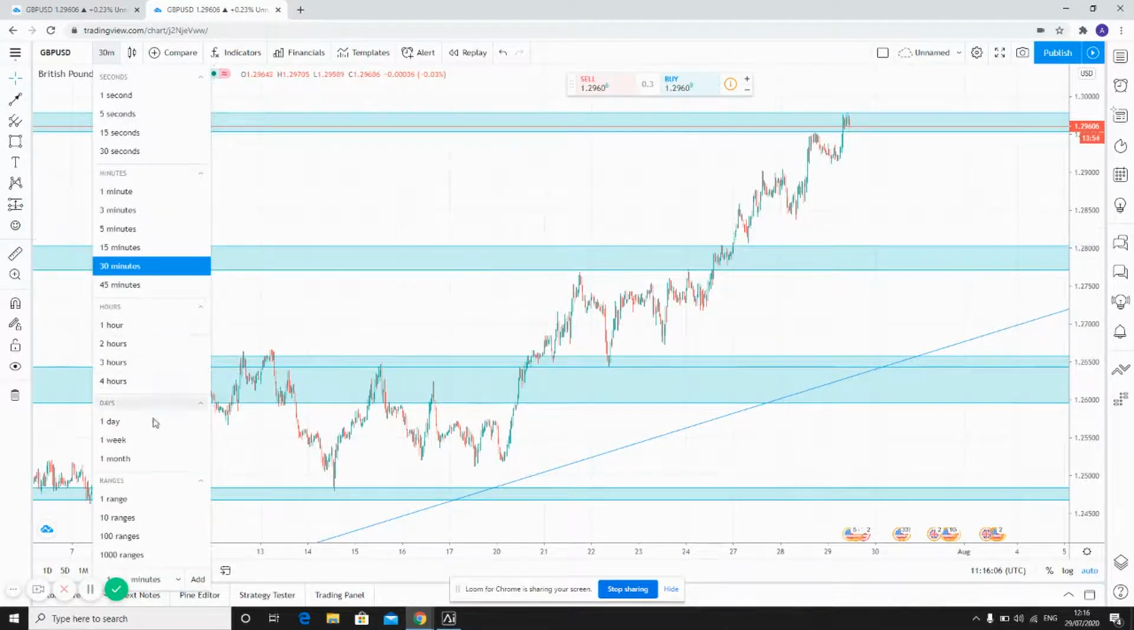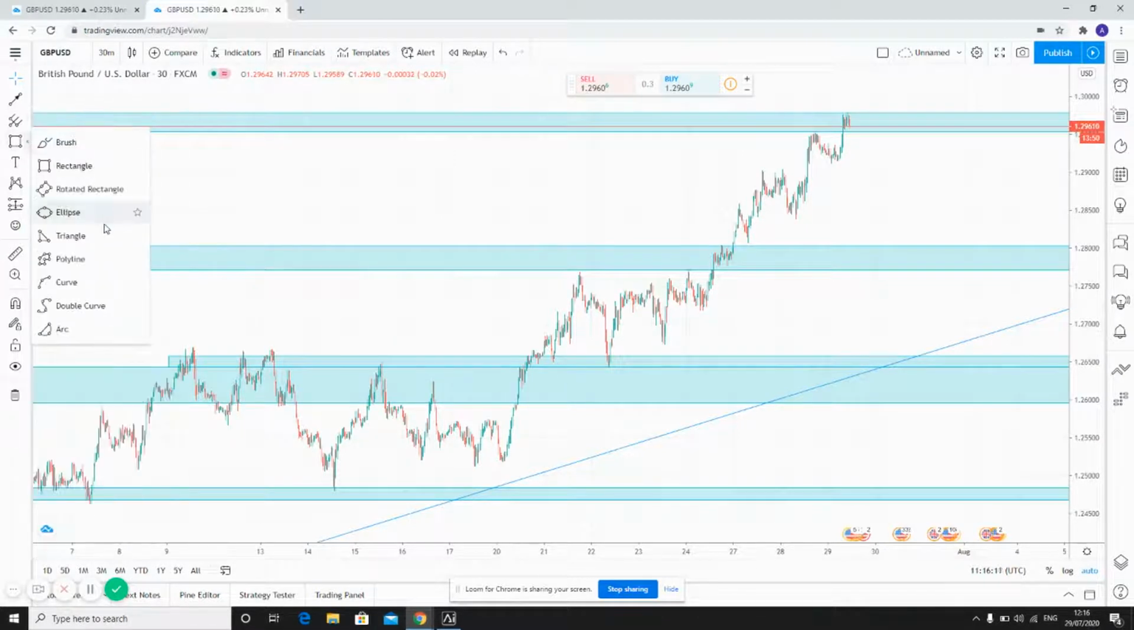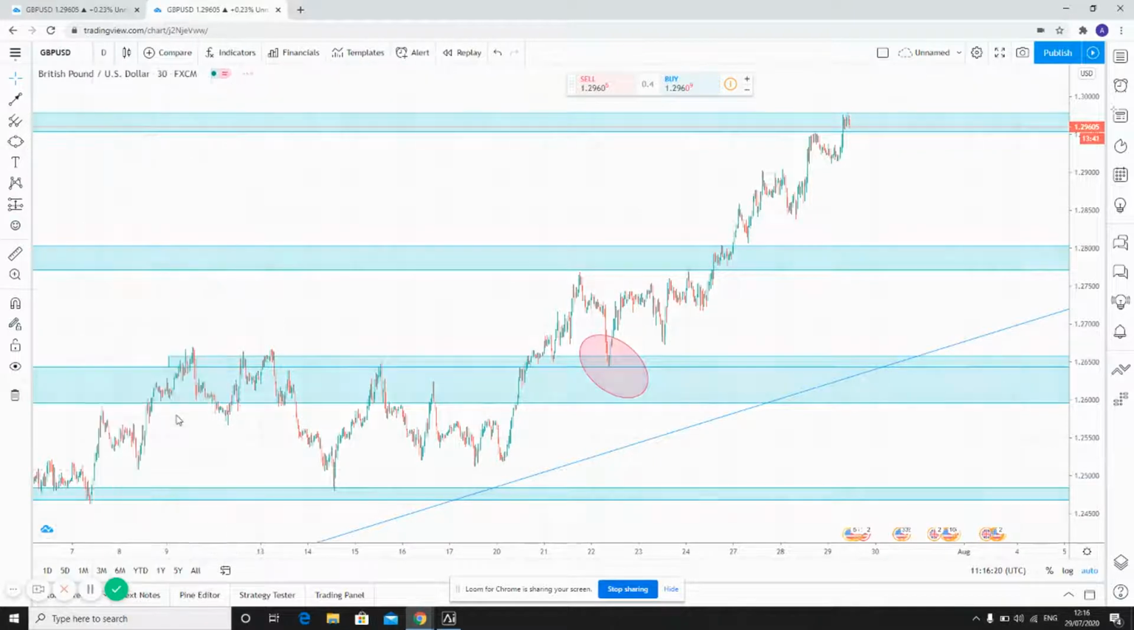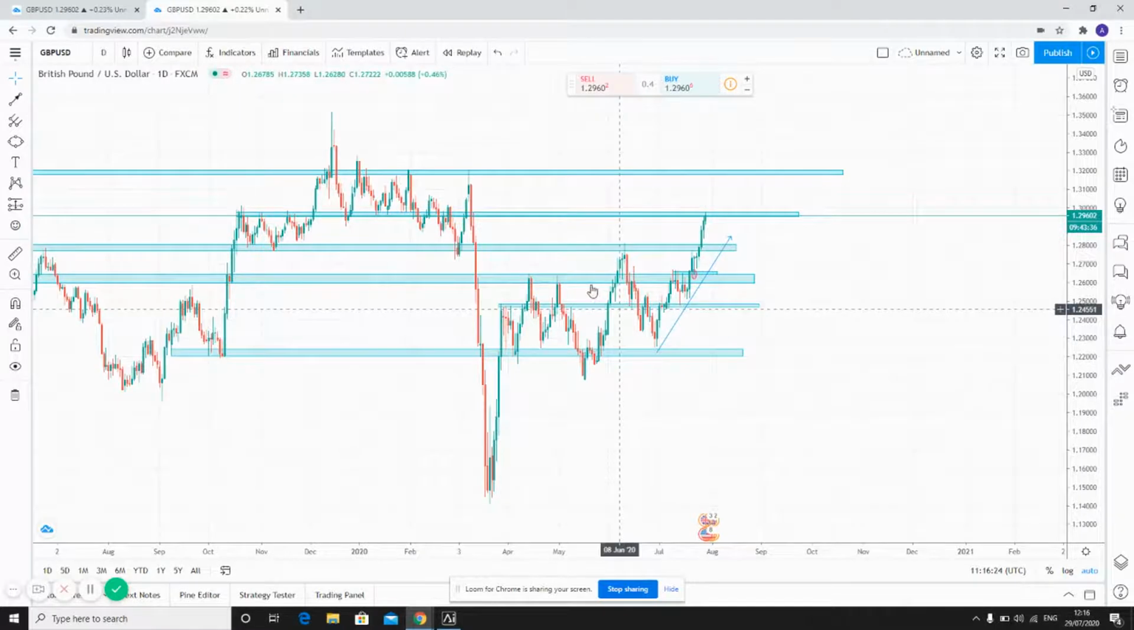Why? Purely because, like I said, if we put a little circle around this area here, and if we put a circle around this level here, and then we go back to our daily, you can see it's been a huge level of resistance. So the fact that we've cleared it again and we've had this huge uptrend forming here, also by market structure, we can clearly see here, we formed a new high, right?